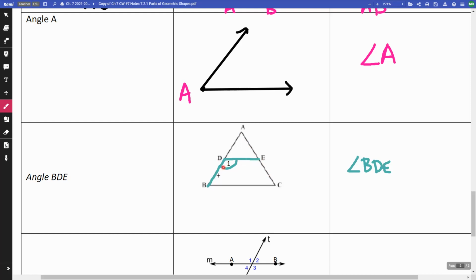This one here is the one they wanted, BDE, with D in the middle. That's where the vertex has to be. We could also have called this EDB. That's the same angle. And over here, this would be angle ADE, or EDA. I cannot call this just plain old angle A. I mean, sorry, angle D.